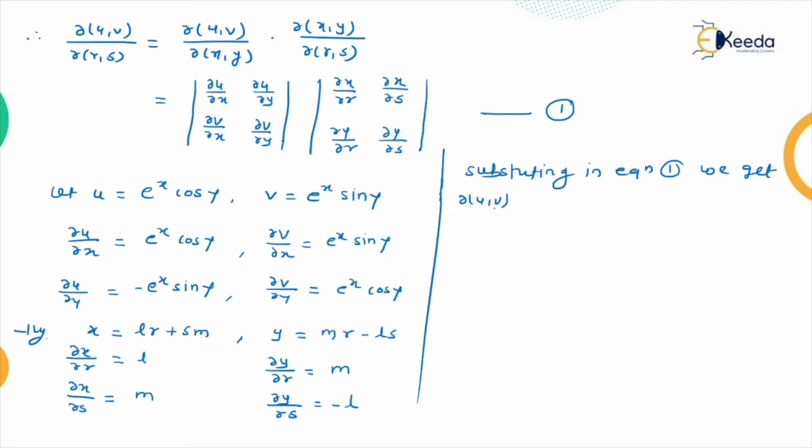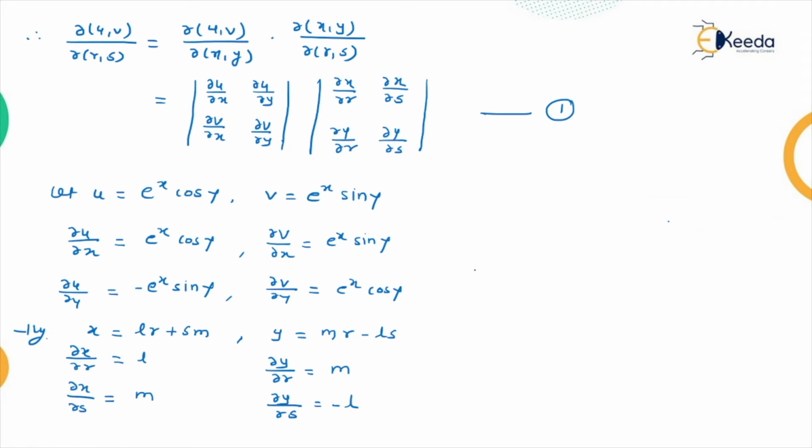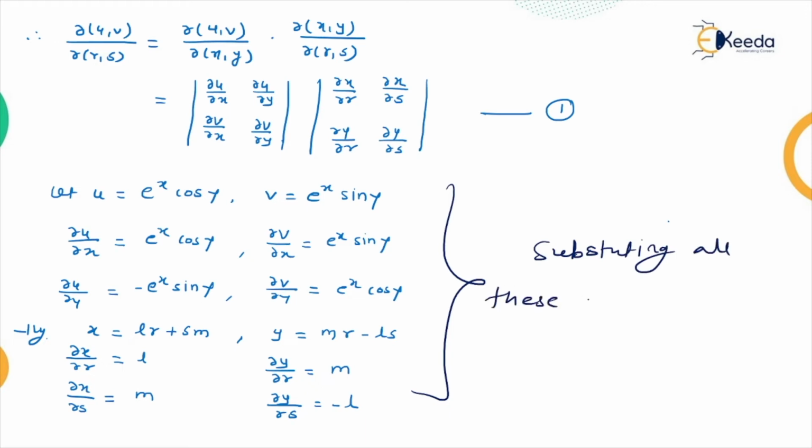∂(u,v)/∂(r,s) can be written in determinant form. These are 2 by 2 determinants, that is, a product of two determinants. So what is the value of the first determinant? The value of this is obtained in this way. So, substituting all these values in equation 1, we get the following. Now let me start equation 1 on the next page.